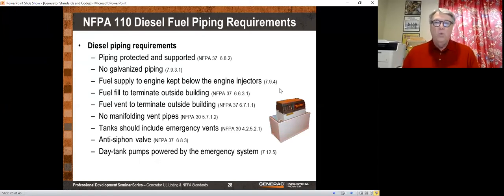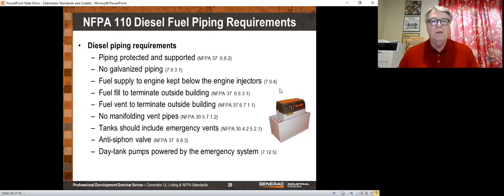We don't have time to go over the proper application of day tanks, but it depends on whether the main tank, not the day tank, is higher or lower than the day tank, and that will affect how the pumping system works and the things that you need to have in there. So it can get quite complicated, and you can see some of the issues here in the tanks.